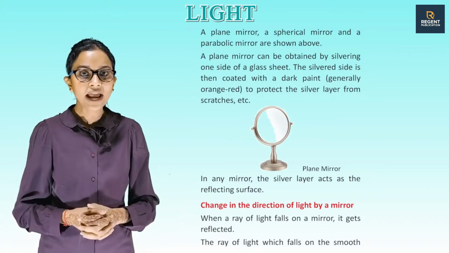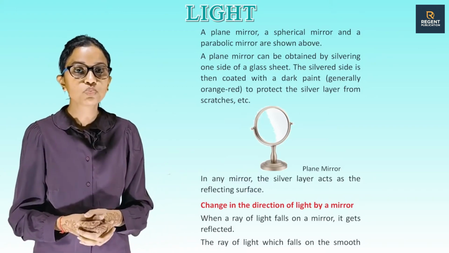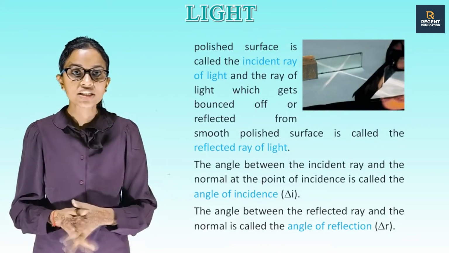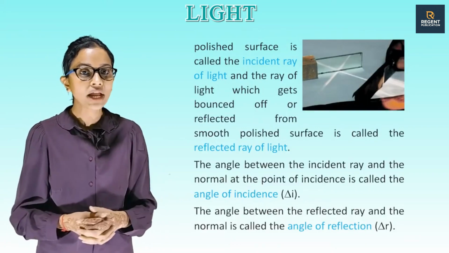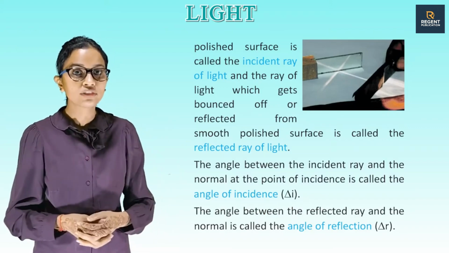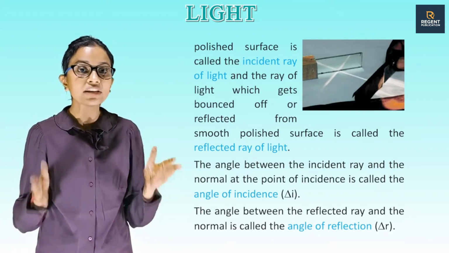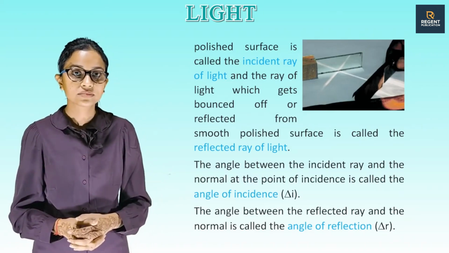Change in the direction of light by a mirror. The ray of light which falls on the smooth, polished surface is called the incident ray of light, and the ray of light which gets bounced off or reflected from the smooth polished surface is called the reflected ray of light.